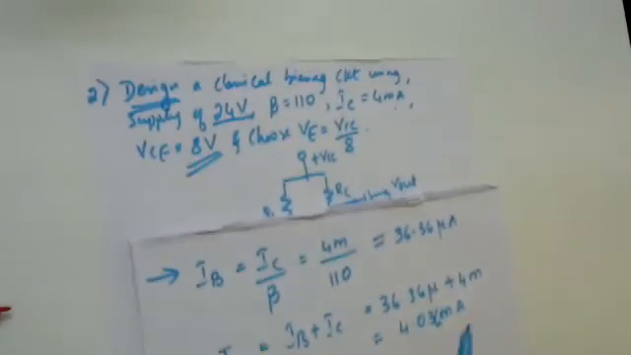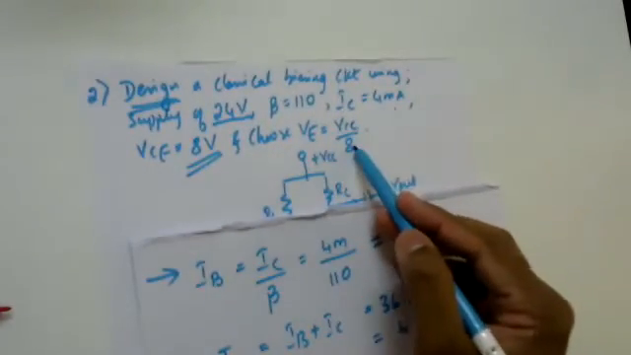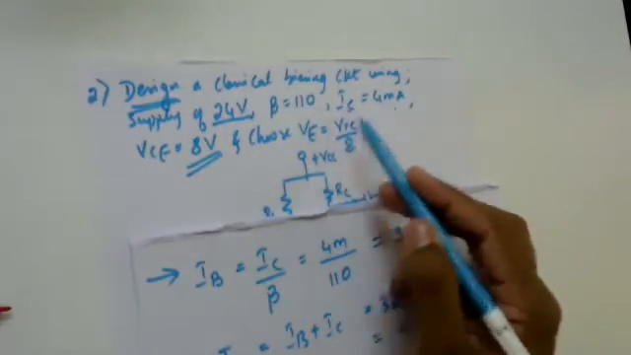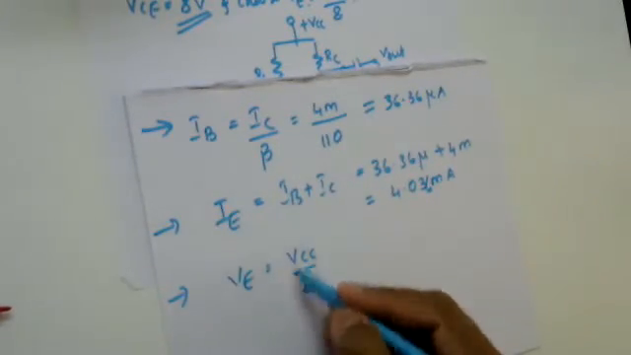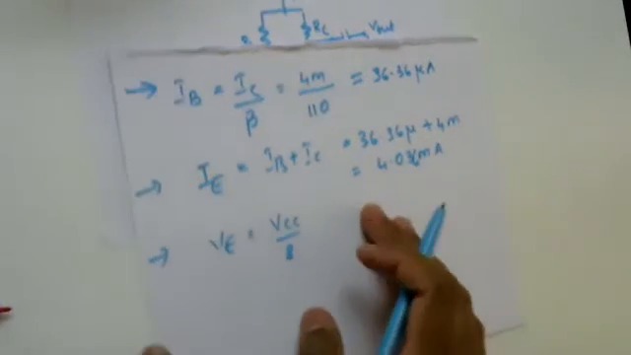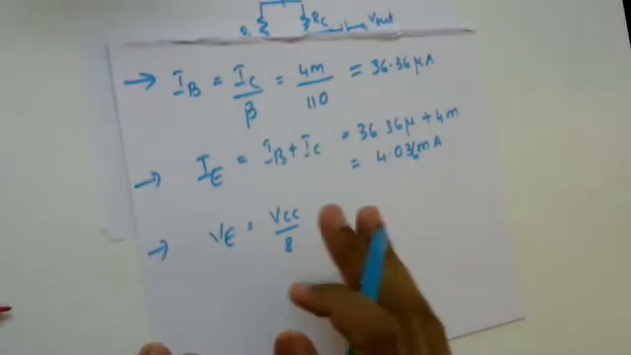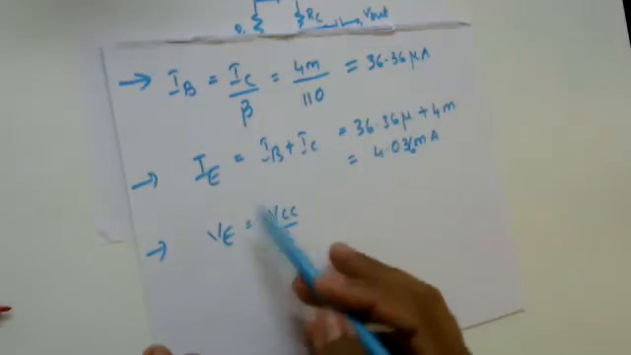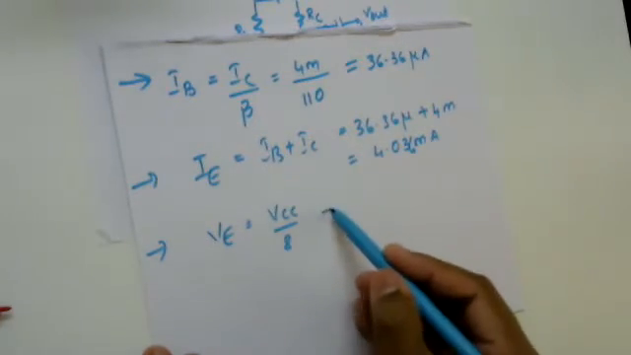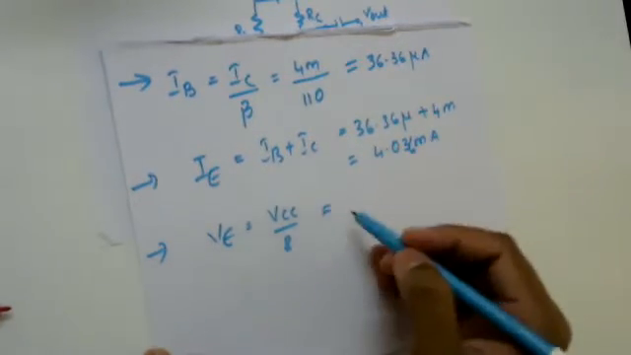he has given me that my emitter voltage has to be equal to VCC by 8. Since if you know the value of VCC, you can compute your emitter voltage as well. So VE is defined as VCC by 8. This equation is given. It is not a standard equation. He has said for this particular application, you should meet this condition. That's all. So I can say that my VE will be equal to VCC by 8.